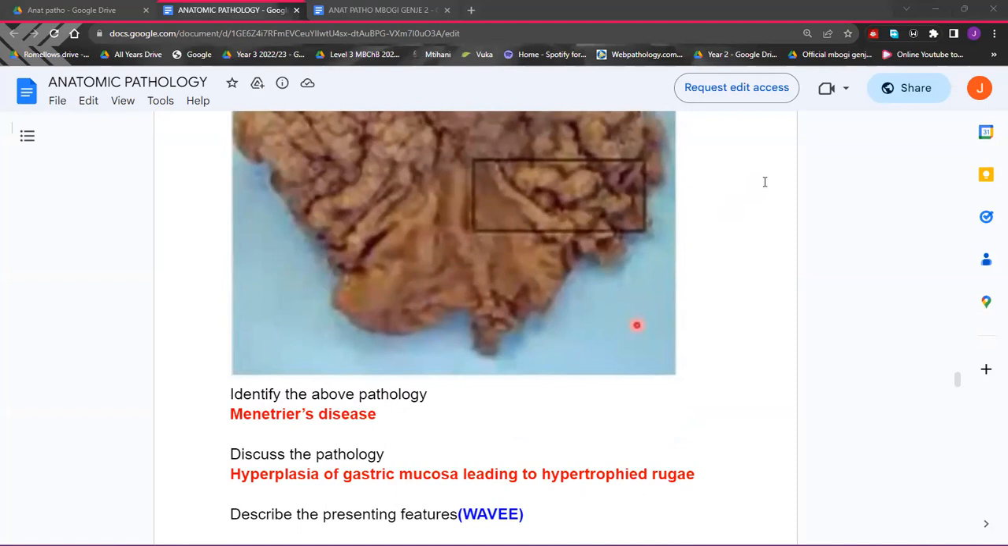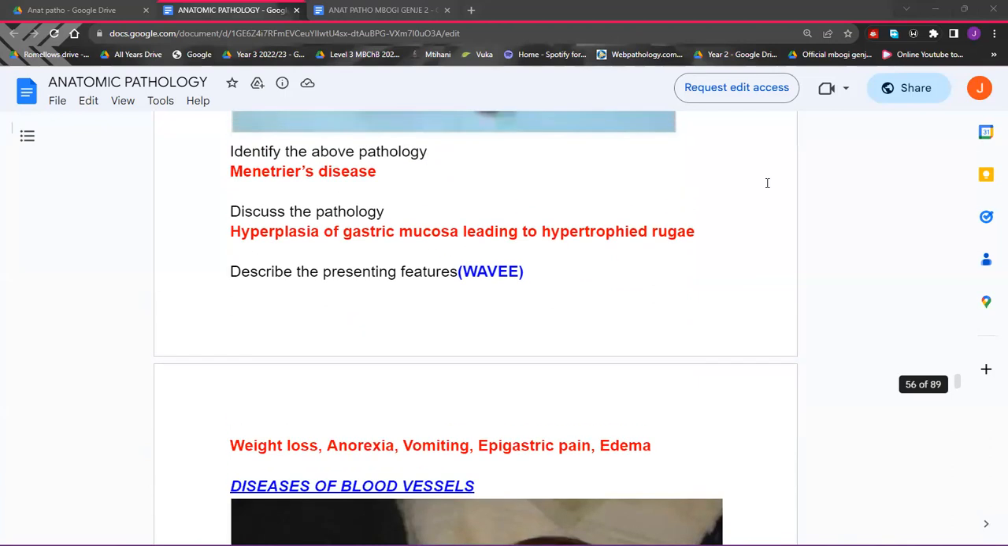What are some of the clinical features? Early satiety, yes. You've just eaten a little and you are full. Any other? Weight loss, exactly. Any other? Also, you have anorexia, vomiting, epigastric pain. Anemia, maybe not because there is no hematemesis, but it can also be edema. So the formula you use is WAVE: weight loss, anorexia, vomiting, epigastric pain, and edema. I hope that's okay. Any questions?